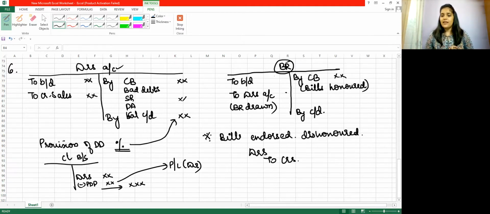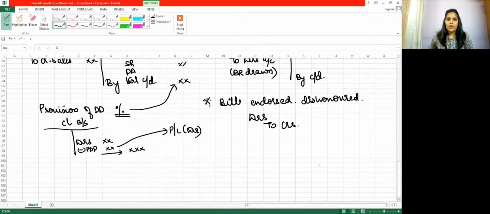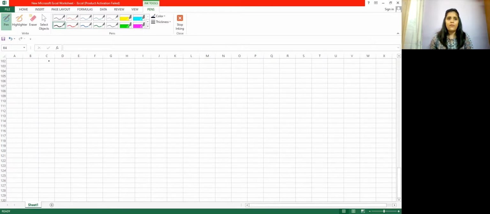Then the second thing I said was, whenever bill endorsed is dishonored, the journal entry is debtors to creditors. It is not affecting bills account anywhere. And if there is a PDD percentage given, then you will not put it in debtors account. The closing balance, when you put it to balance sheet, you will minus the PDD from there, and the second effect of PDD will be P&L debit side.